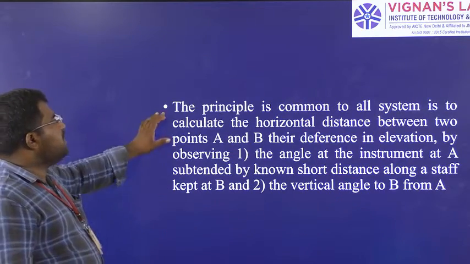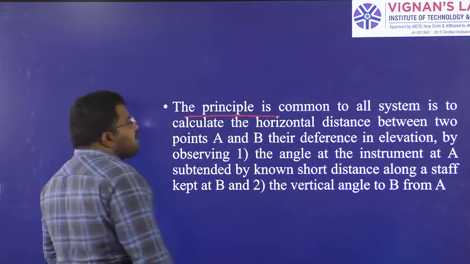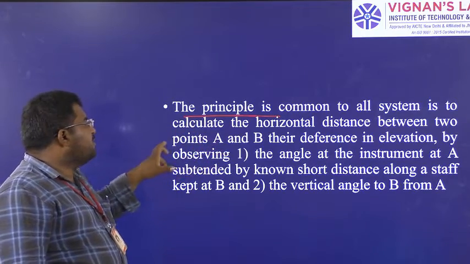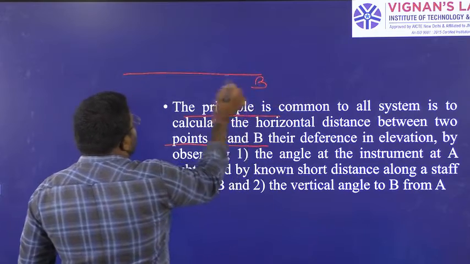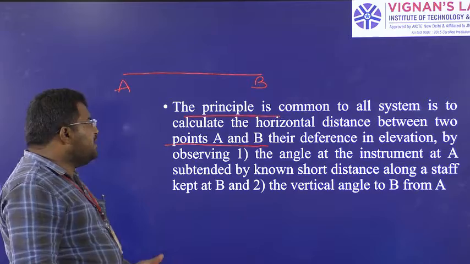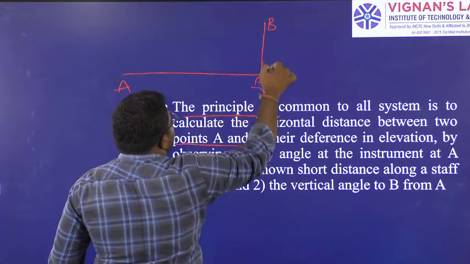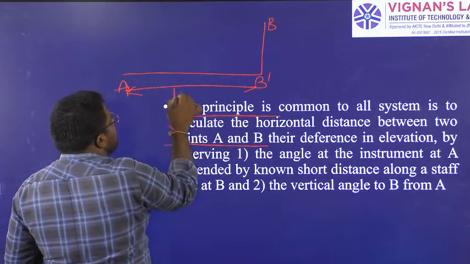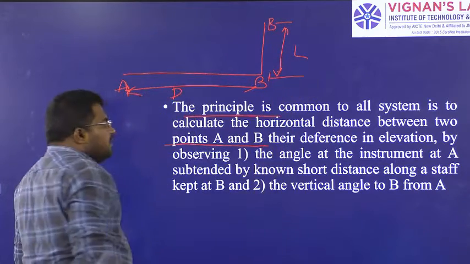See, the principle is common to all systems. What is the principle behind this? The principle common to all systems is to calculate the horizontal distance between two points A and B. If you are taking two points A and B, we are also going to find out their difference in elevation. So we are going to know the total distance and the elevation difference also.